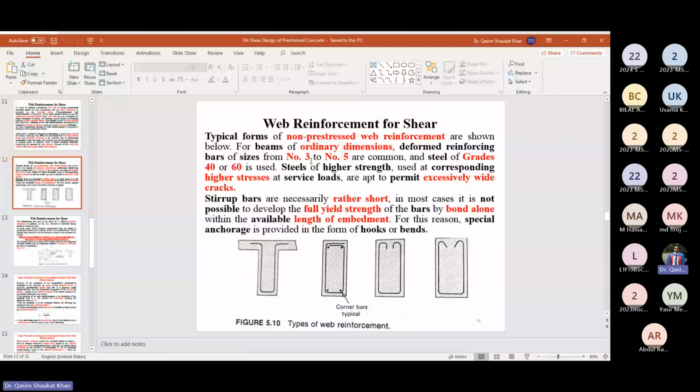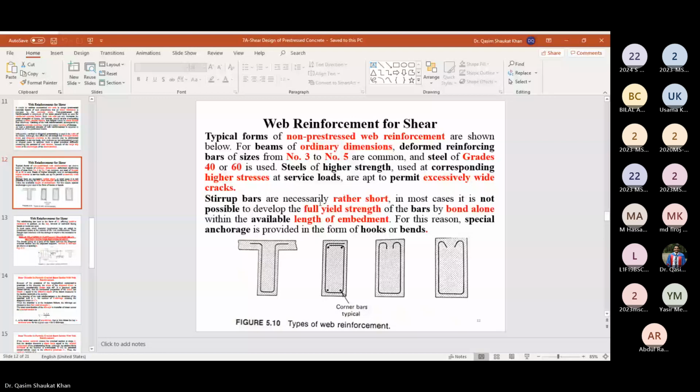So the common non-pre-stressed web reinforcements are typical forms of non-pre-stressed web reinforcements shown below, which are commonly your number 3 to number 5. Okay. And the grades of the steel we commonly use are grade 40 and grade 60.